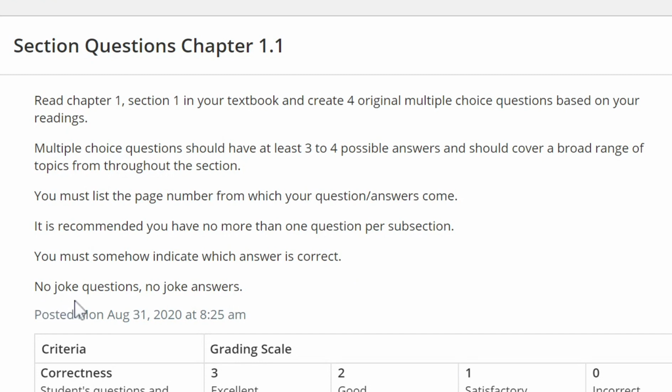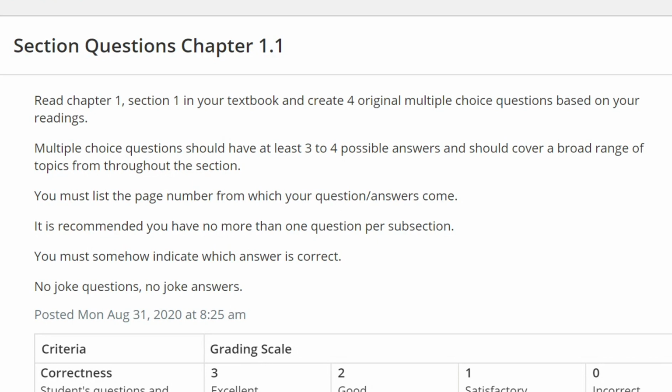And you shouldn't really have any joke questions or joke answers. You want to try to treat this as if it was a serious writing assignment. The reason being, I give you this assignment because one of the most common types of questions you get asked on our tests for this class is a multiple choice question.